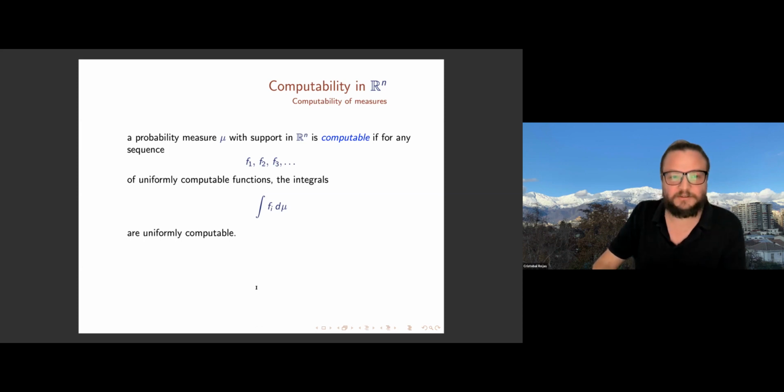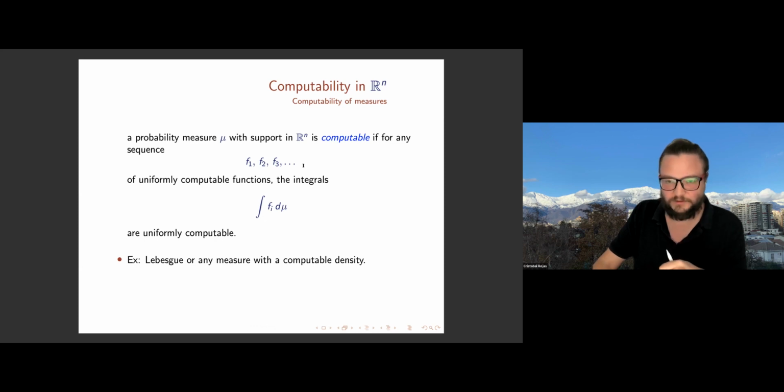Right. And for the measures, the definition of a computable probability measure is as follows. We need to be able to compute the integrals of computable functions uniformly, in the sense that if we have any list of computable functions which is uniformly computable, then we can uniformly also compute their integrals with respect to this measure. And, for instance, Lebesgue measure, any measure with a computable density is computable with this definition.